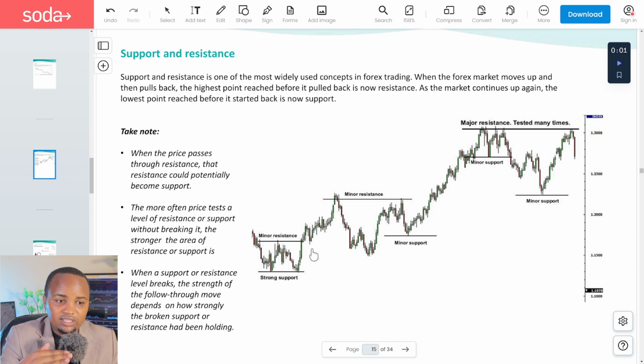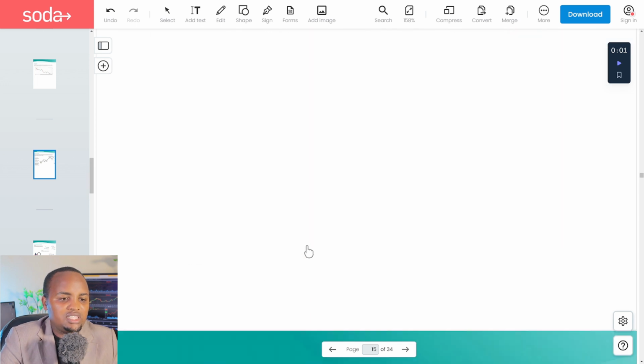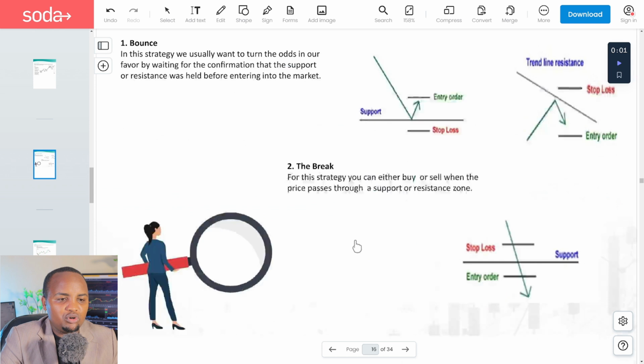But remember, when you draw a horizontal line, that support level is going to meet the other, and that level is going to be the support area. So that is the easiest way to identify the support area.